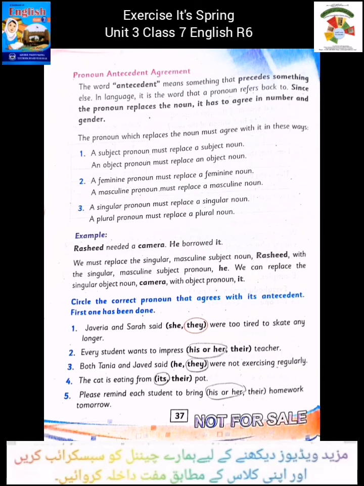Both Tanya and Javed said. Here again, both are plural, two persons, so we would use they. They were not exercising regularly. The cat is eating from its pot. Cat is a singular noun, so we have to replace it with a singular pronoun, it. Please remind each student to bring his or her homework tomorrow. Again, each is used with a student, so we would use a singular, his or her, not their. Okay? So we would use his or her homework tomorrow. I hope you have understood the grammar part, and see you in the next one.